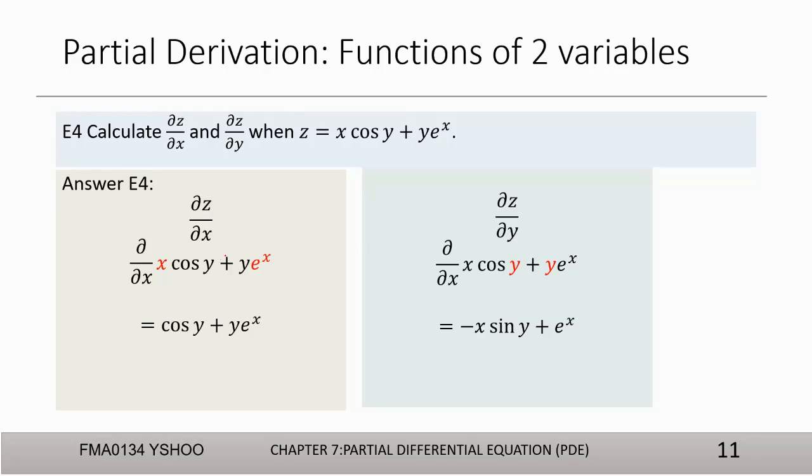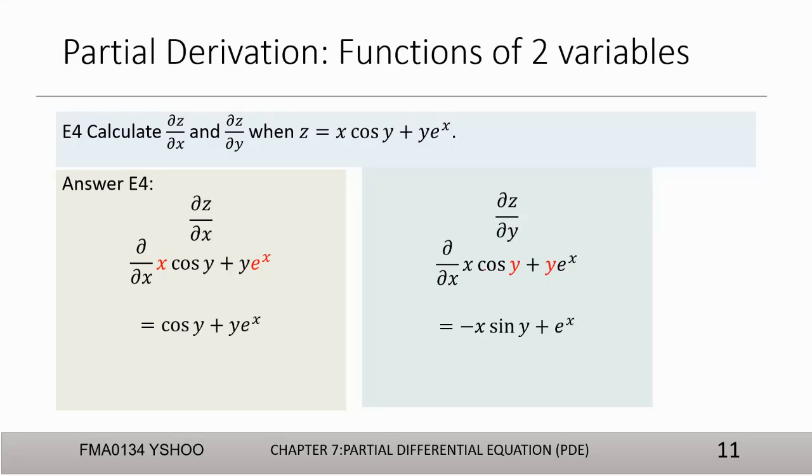Normally you don't need to use the product rule unless you have an x and x together. So x cos y. So this is my x, this is my x. Differentiating x, you get cos y. Differentiating e^x gives e^x. So the y is a constant.